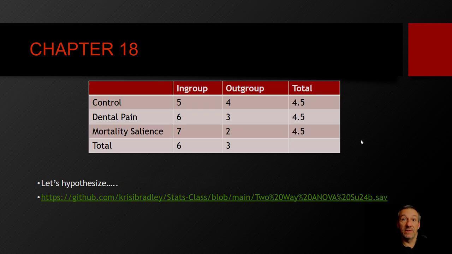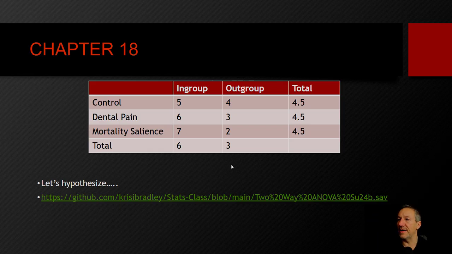We could guess maybe the data would look something like this. So control, for the in-group they have a 5, for the out-group they have a 4. There's a slight increase in liking for the in-group just in the control group. In dental pain, maybe they like the in-group a little bit more than the out-group. And then in mortality salience, this is where the true hypothesis is that for the in-group, we're going to rate them really high, and for the out-group, much lower.